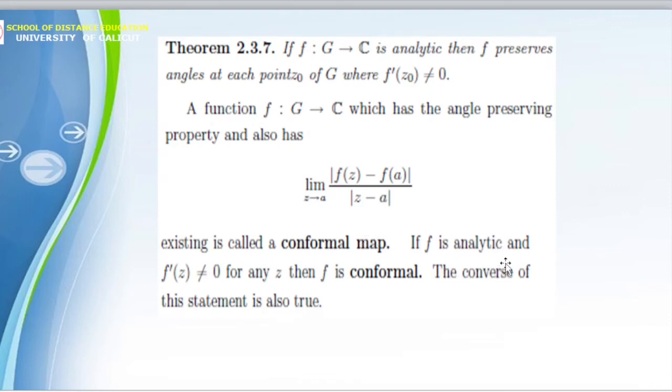If f is analytic and f dash of z is not equal to 0 for any z, then f is conformal. The converse is also true. If f is analytic and f dash is not equal to 0, then f is conformal.